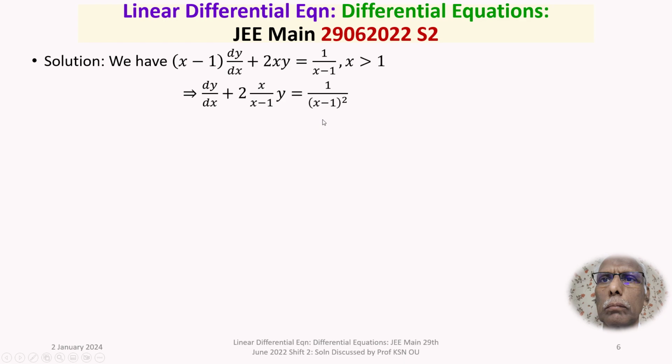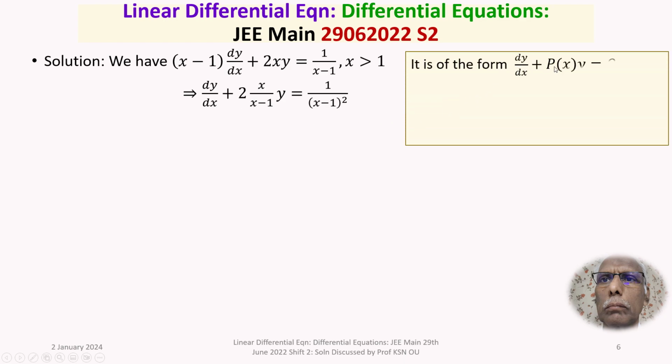Now how is this looking? It is of the form dy/dx + p(x) y = q(x). In our example, p(x) is 2x/(x - 1), and q(x) is equal to 1/(x - 1)².